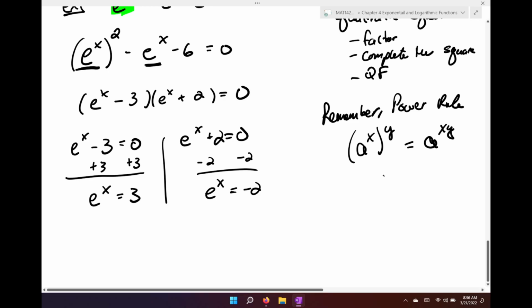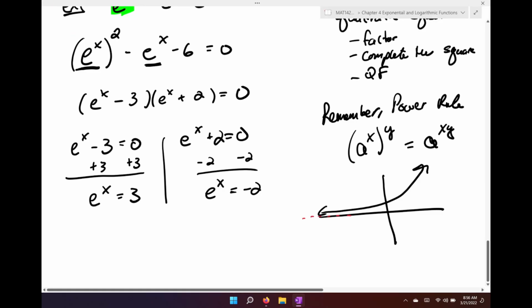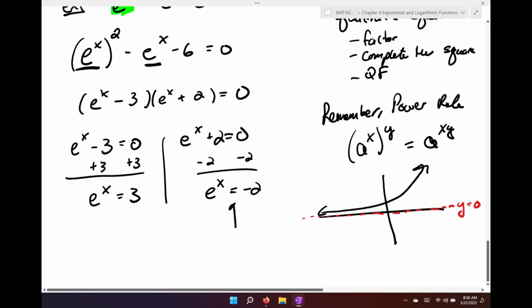Remember, e to the x looks like this when you graph it, all right? Most importantly, there is a horizontal asymptote at y equals 0. Now, the reason why I'm telling you this is because if you look on the right-hand side, e to the x equals negative 2, e to the x's are never negative because they never go below the y-axis. So we would consider this an extraneous solution.